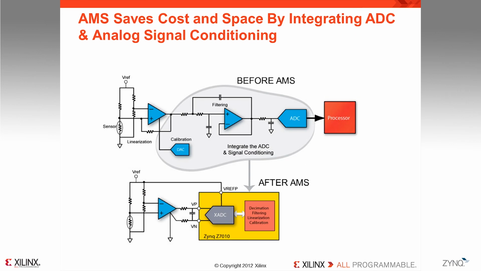Following on the sensor application from the previous slide, AMS lets you achieve the classic integration value proposition of saving space and cost by integrating both the ADC and the analog signal conditioning. This example details a real industrial automation example for measuring an RTD temperature sensor, as shown in the top left corner of the diagram. After the RTD, there's an initial op-amp and a DAC for calibrating the amp's offset error. From there, you have an active filter, some passives, and a discrete ADC into the processor. By using Zynq and AMS, you can eliminate the DAC, second amplifier, external ADC, and greatly simplify the analog conditioning. Now inside the Zynq device, you can perform decimation, filtering, linearization, and calibration.